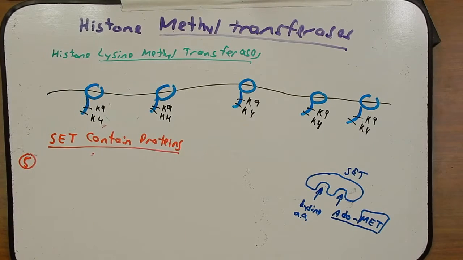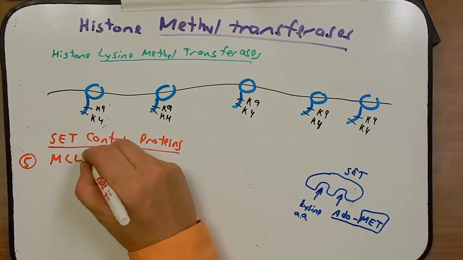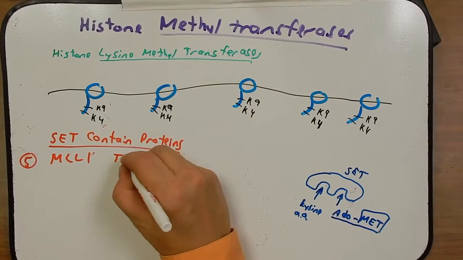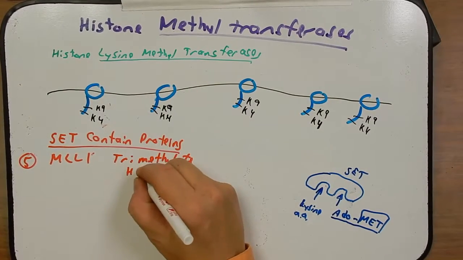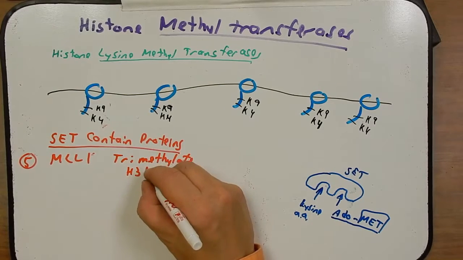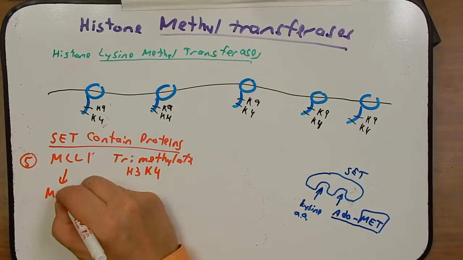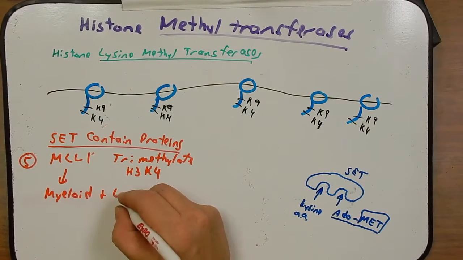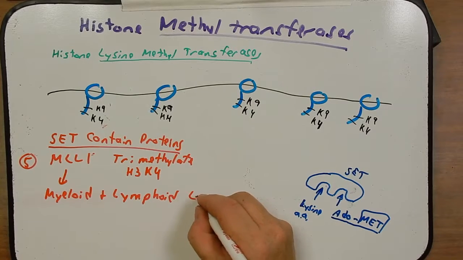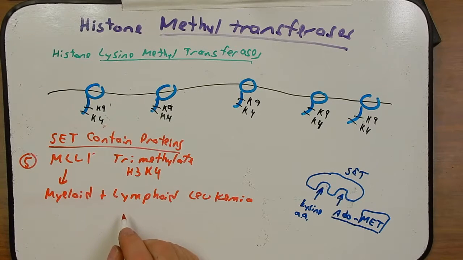So this is our 5th example, MLL1, and it can tri-methylate H3K4. MLL1 got its name because of its link to myeloid and lymphoid leukemia. When this gene receives a mutation that translocates it in front of another promoter, it can become constitutively active and it can lead to these leukemias. It has some other roles too, and it turns out to be a very important gene.